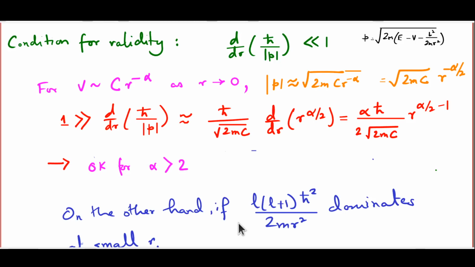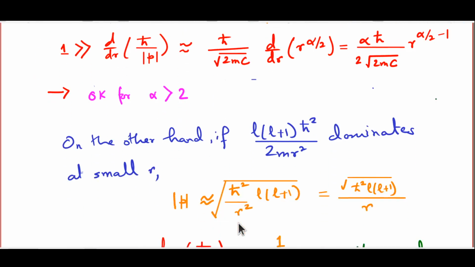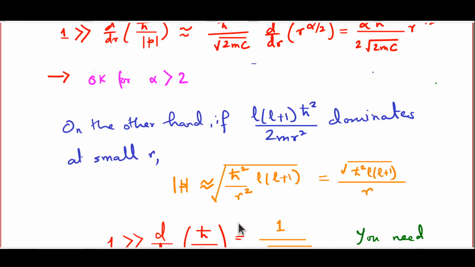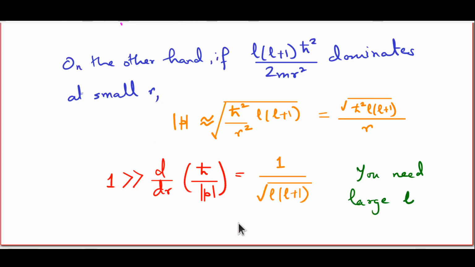So, if alpha is less than 2, l(l+1)ħ² by 2mr² will dominate, and then mod p will simply be given by the square root of ħ² by r² times l(l+1) when you're very close to the origin. So mod p will be basically inversely proportional to r. And now the WKB validity condition simply tells you that 1 must be much bigger than 1 over the square root of l(l+1).